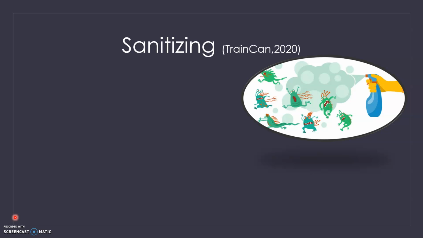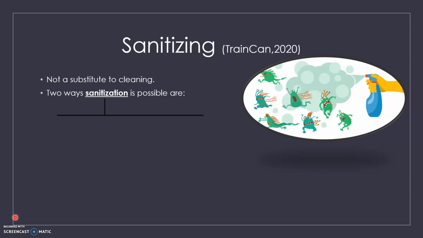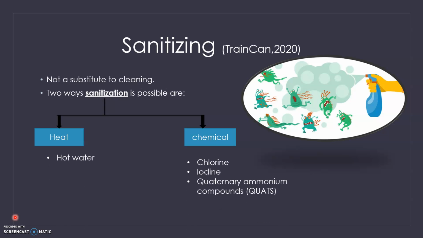Sanitization. How do we do it? Firstly, it is not a substitute for cleaning. Cleaning is to be performed before sanitization. The sequence is cleaning, sanitization, and then rinsing it off. We rinse it off because sanitization sometimes involves a lot of chemicals, which we are going to look at in a second right here. There are two ways of sanitization. One is heat, another is chemical. In heat, we use hot water, whereas in chemical, we use chlorine, iodine, and quaternary ammonium compounds.